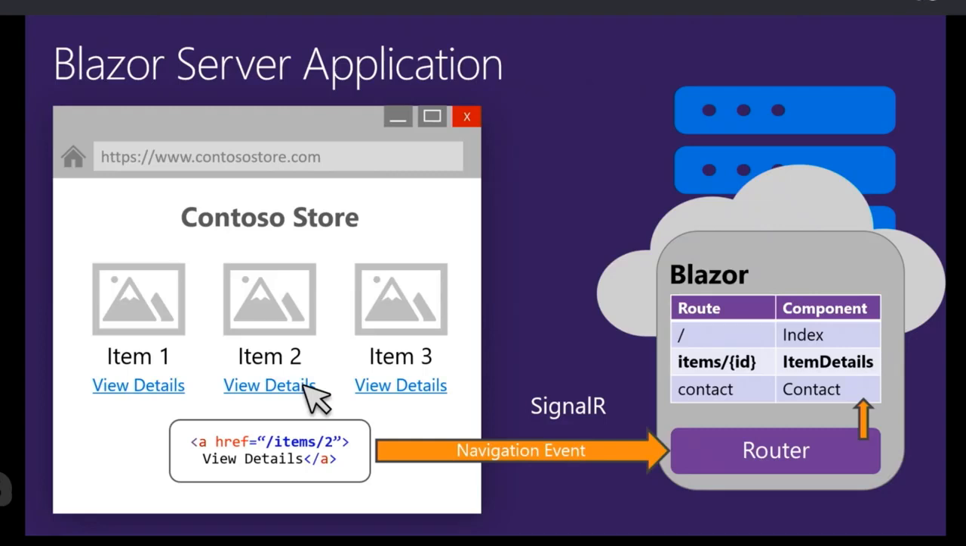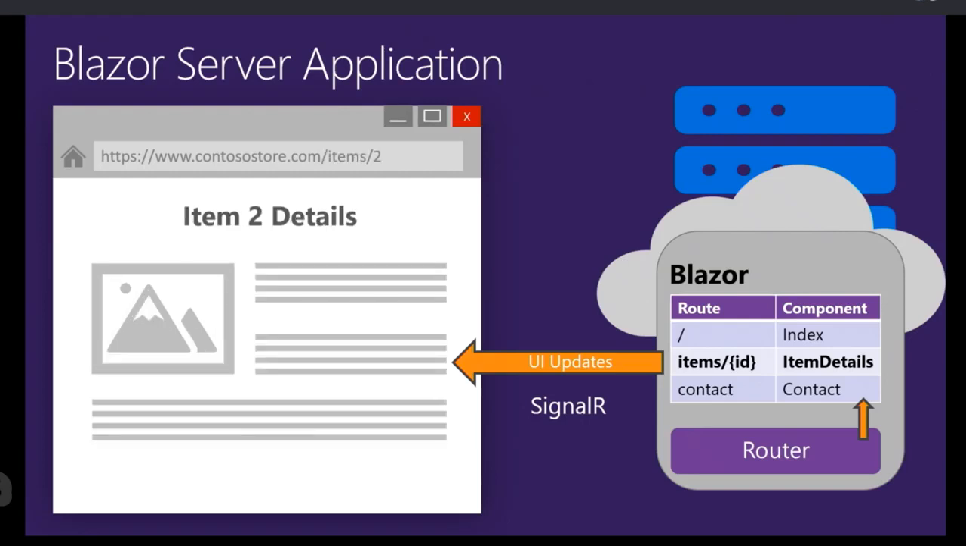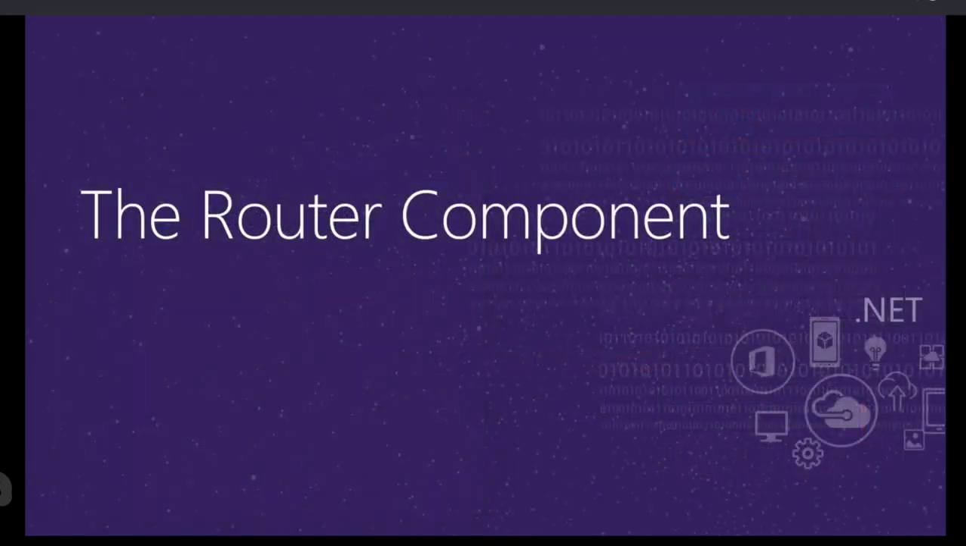Again, it will run the component and calculate UI updates. These will then get transmitted back over the SignalR connection, and then again, our browser will be updated with whatever that new page component looks like. So that was a really high-level view of routing in Blazor.